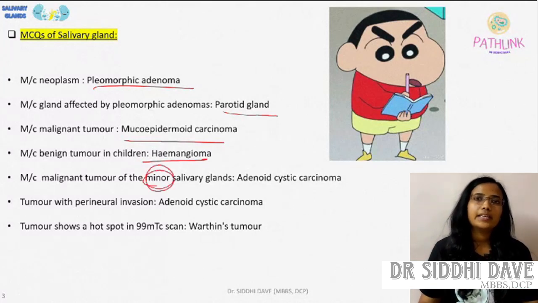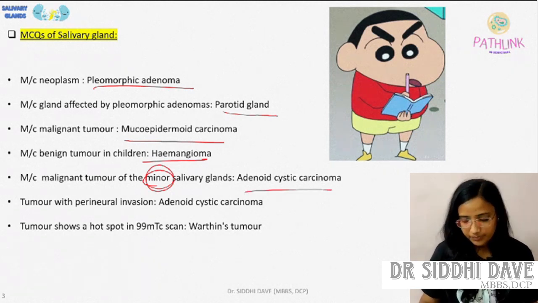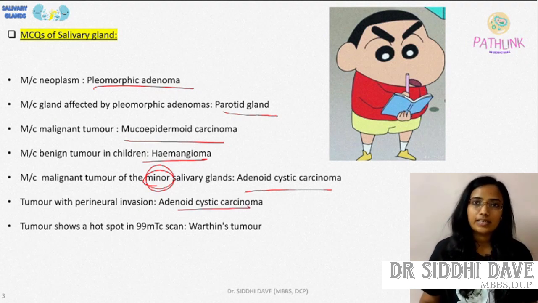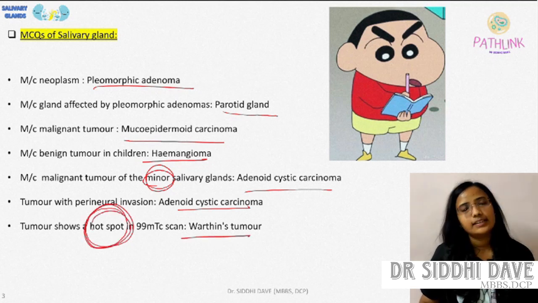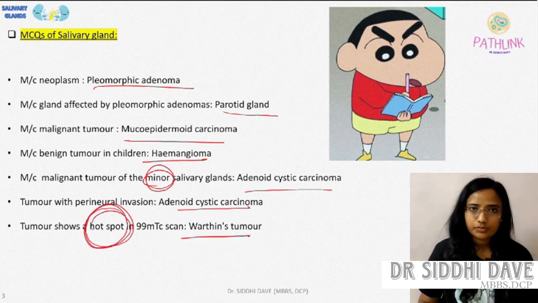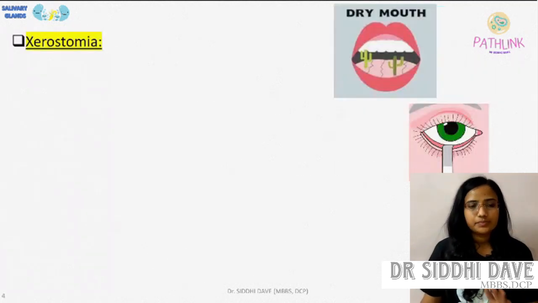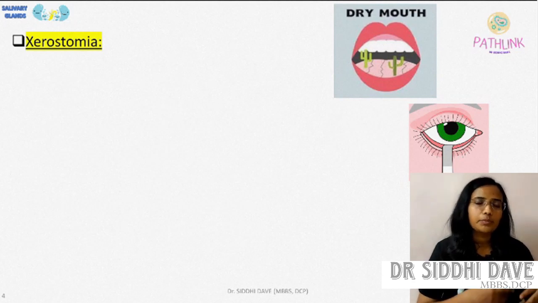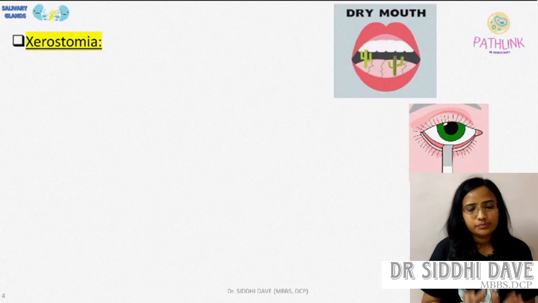Then the most common malignant tumor of the minor salivary gland: mostly 50% of minor salivary gland tumors are malignant, and the most common one is adenoid cystic carcinoma. The tumor with perineural invasion is also adenoid cystic carcinoma, and the tumor that shows a hot spot in the scan is Warthin's tumor. So these are our high-yield one-liners from this topic. Next one is xerostomia. We will discuss the benign conditions and then go further towards the tumor part.